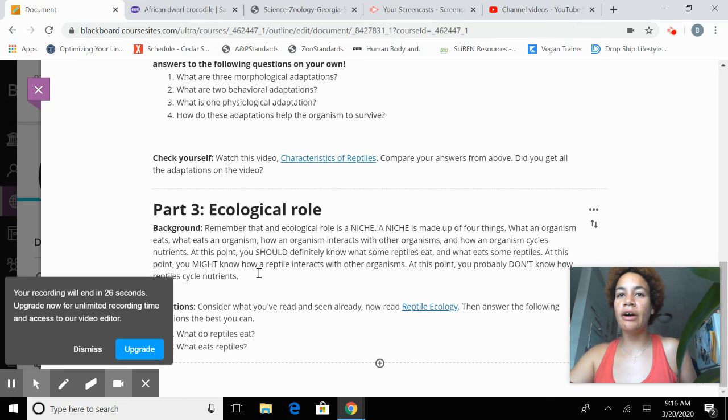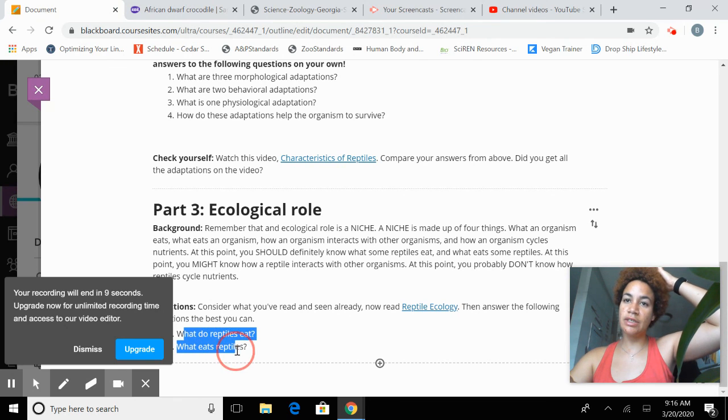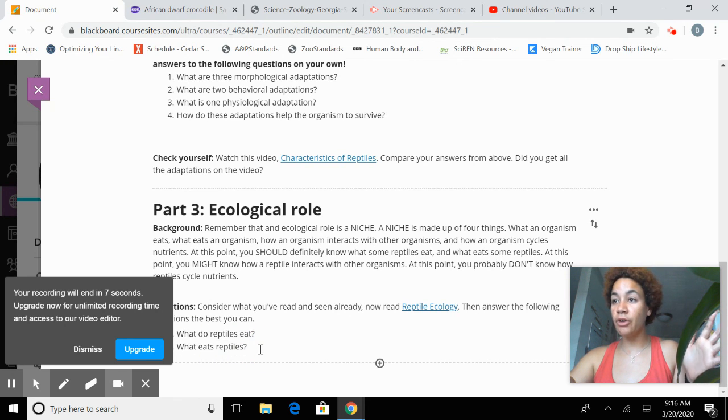You might know how they interact with each other. And at this point, you probably don't know how they cycle nutrients unless you did like the Komodo dragon, then you know. Otherwise, you probably don't. Okay, so what I'm asking here is for you to consider what you've already seen and answer these 2 questions, just to the best of your ability. Don't freak out if you don't have all the right answers. Everything is going to be okay. All right, you got it.